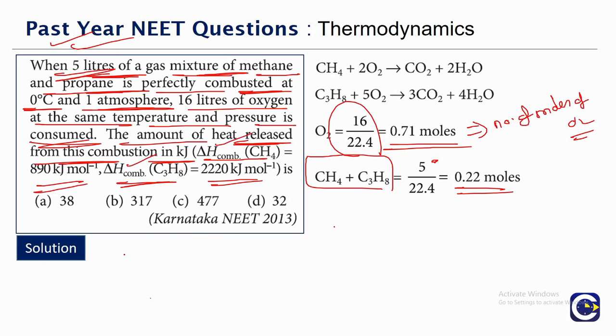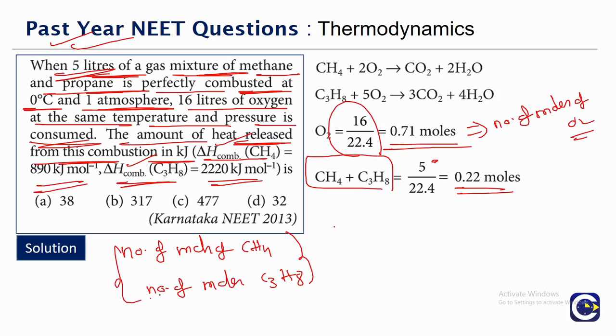So if you are able to find out the number of moles of methane and the number of moles of propane, we can calculate using this what is the total amount of heat released in this combustion. Okay, so what do we know? The total number of moles in the mixture we know.